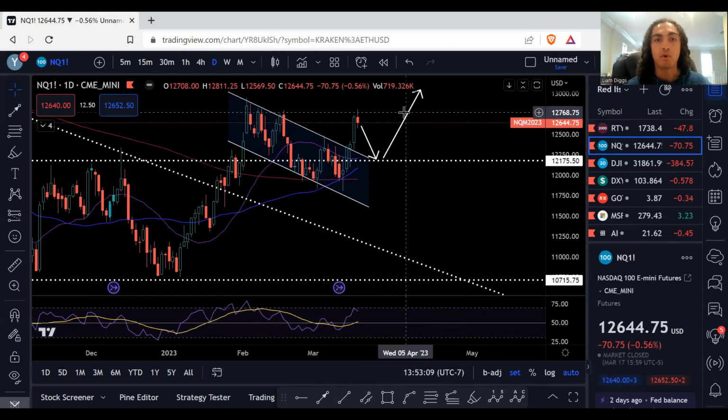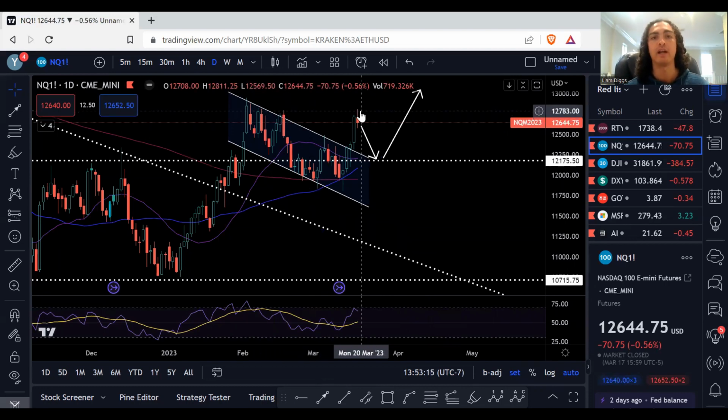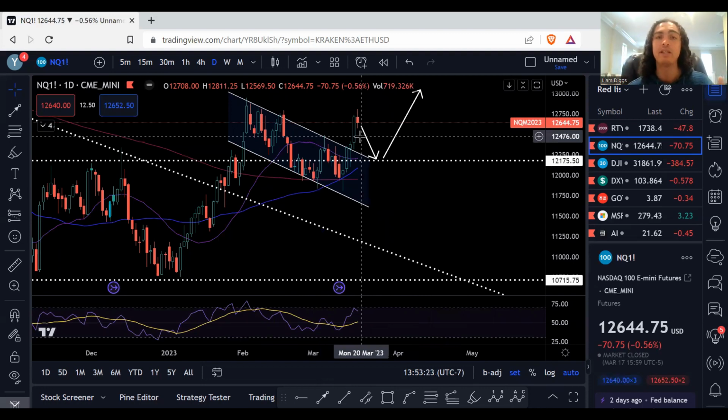You can see we came right at about the same level that we saw earlier this year in February before we got kicked back down. So I think that this retest is going to be super, super important. That might happen this week. That might happen next week. It depends on how price action plays out.